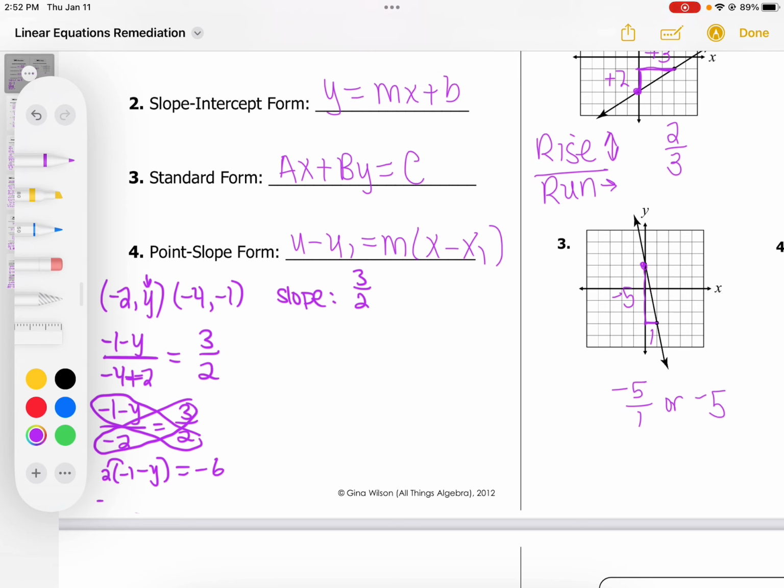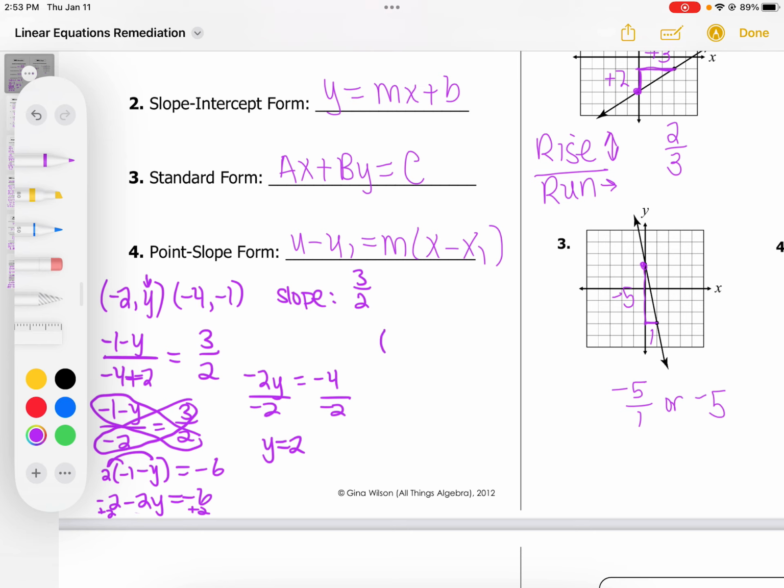2 times -1 is -2. 2 times -y is -2y. And then once we solve this, add 2 here, add 2 here. We get -2y equals -6 plus 2 is -4. Divide by -2, and we get y equals 2. The missing value is 2.